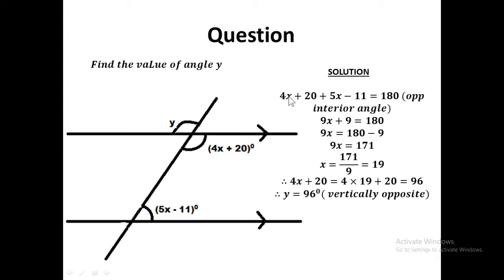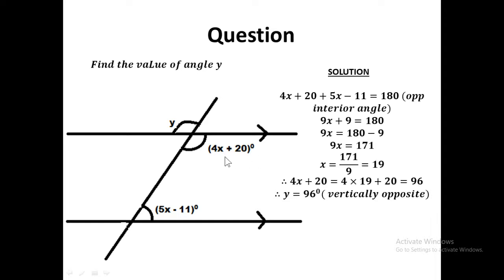So if you simplify that further, 4x plus 5x gives us 9x. When you collect like terms, 20 minus 11 gives us 9, equals 180. Then take this 9 to the other side, and you have 9x equals 180 minus 9. Therefore 9x equals 171. From there, you can find x by dividing both sides by 9. That means you have 171 divided by 9, which equals 19. That means our x here is 19.